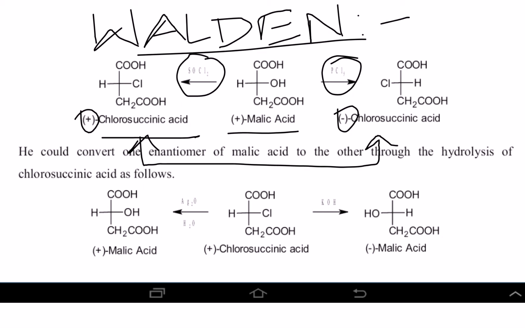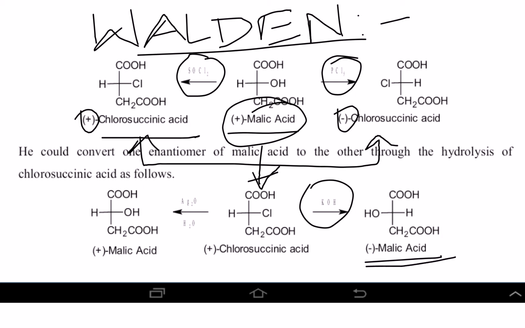By a series of reactions, he even changed the configuration of malic acid from one form to the other. He started with the plus form of malic acid, converted it into plus chlorosuccinic acid by treating it with SOCl2, and then eventually on treating it with KOH, he got the minus form of malic acid. Even though he could not pinpoint accurately which step led to an inversion of configuration, it was the first step towards designing a mechanism for this type of substitution reactions, because it gave evidence to the scientists that nucleophilic substitution leads to an inversion of configuration.